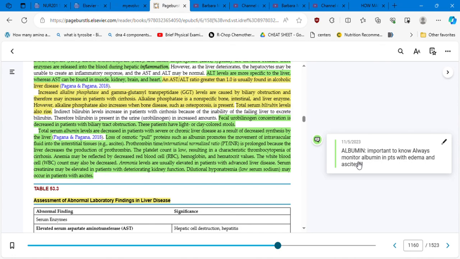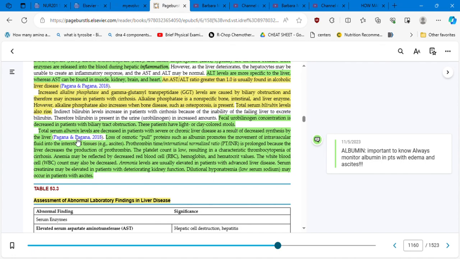It's very important to know that you need to monitor albumin when the patient presents with edema and ascites. Check your albumin levels, okay? Fecal urobilinogen concentration is decreased in patients with biliary tract obstruction. These patients have light or clay-colored stools.